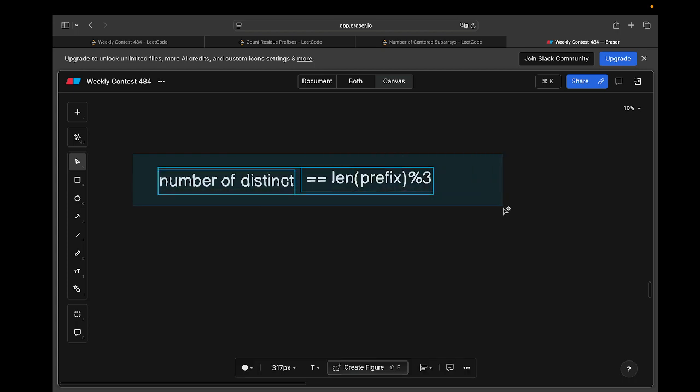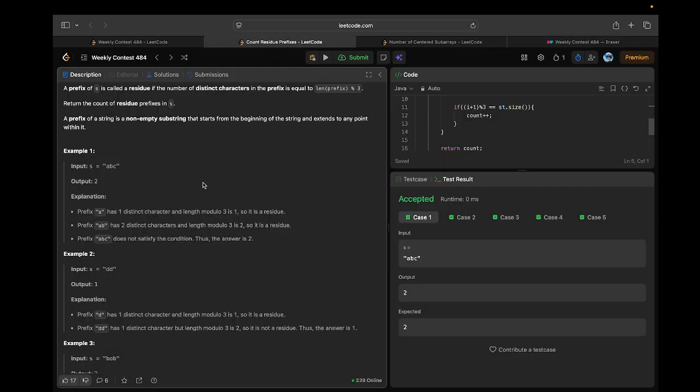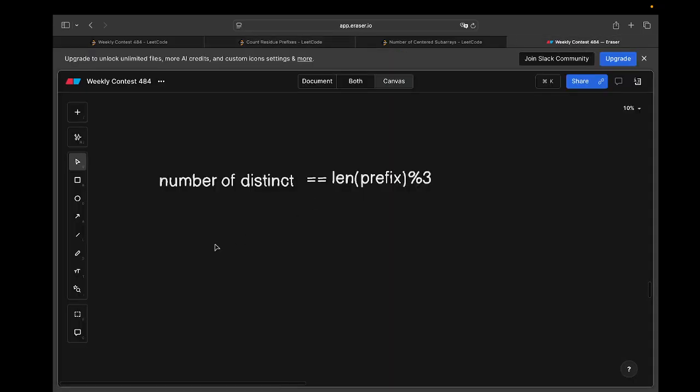They are asking us to find this particular condition: the number of distinct characters inside a string should be equal to the length of the string mod 3. If that is the case, then it is a part of our answer, and we have to find all the possible answers which we can find. So let's start with ABC for better clarity, because I think the description is not that understandable the first time. So yeah, this is the example.